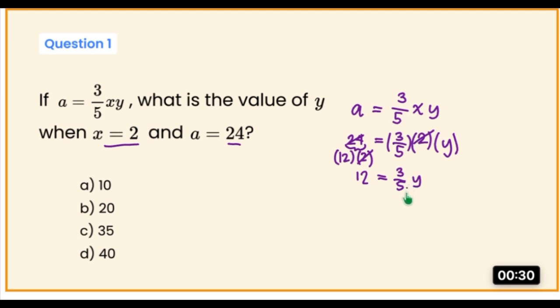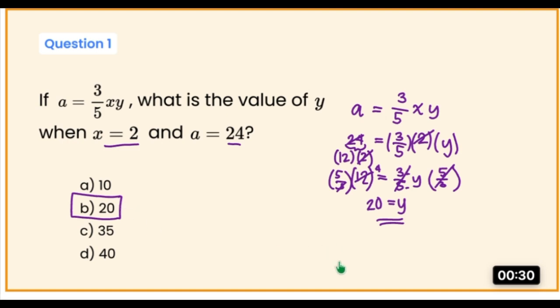And now we need to solve for y. We just need to get the reciprocal of 3/5 and multiply that to both sides. So I multiply both sides by 5/3 and 5/3. So that cancels out the 3/5, and then we can multiply 5/3 times 12, but we can simplify by dividing 12 by 3, which is 4, and we're left with 5 times 4, which is 20. So the value of y is 20, and that is letter B.